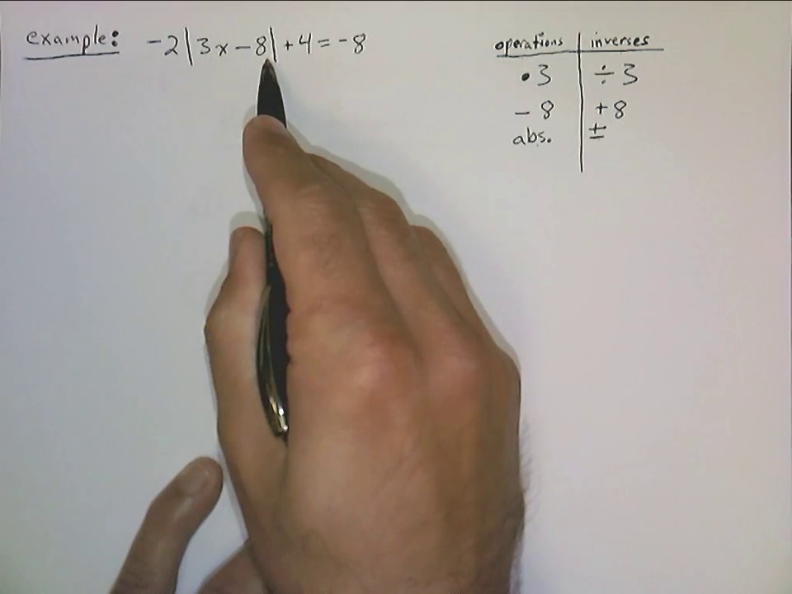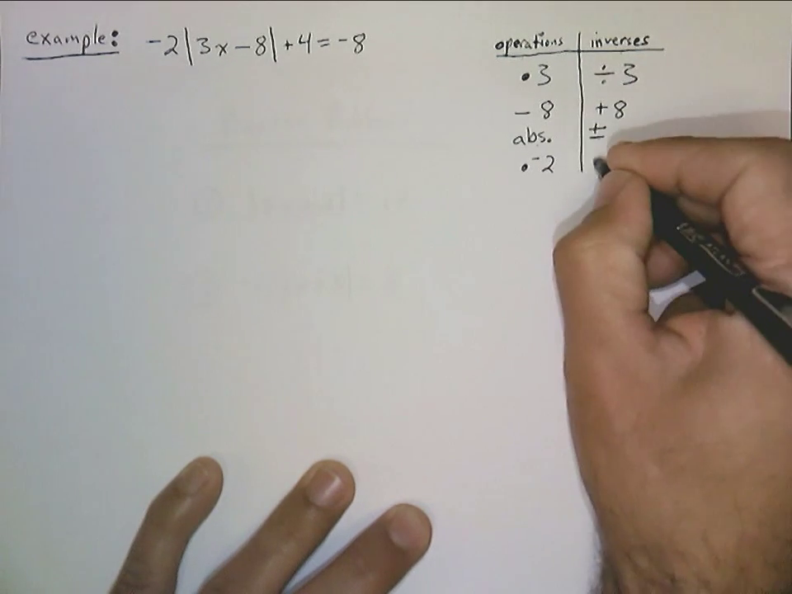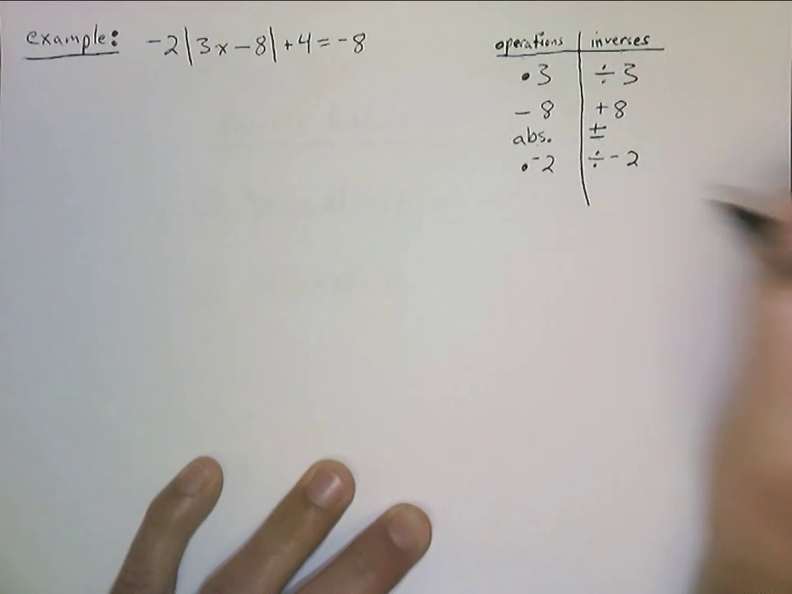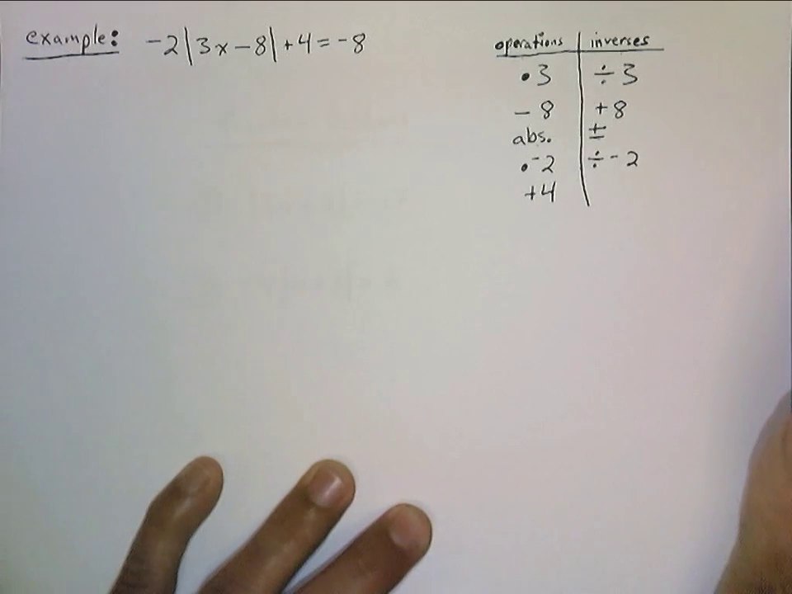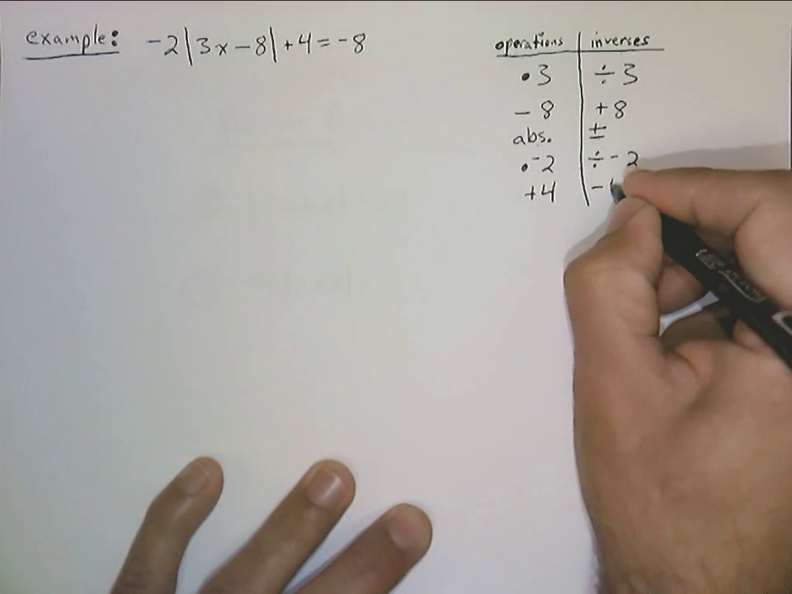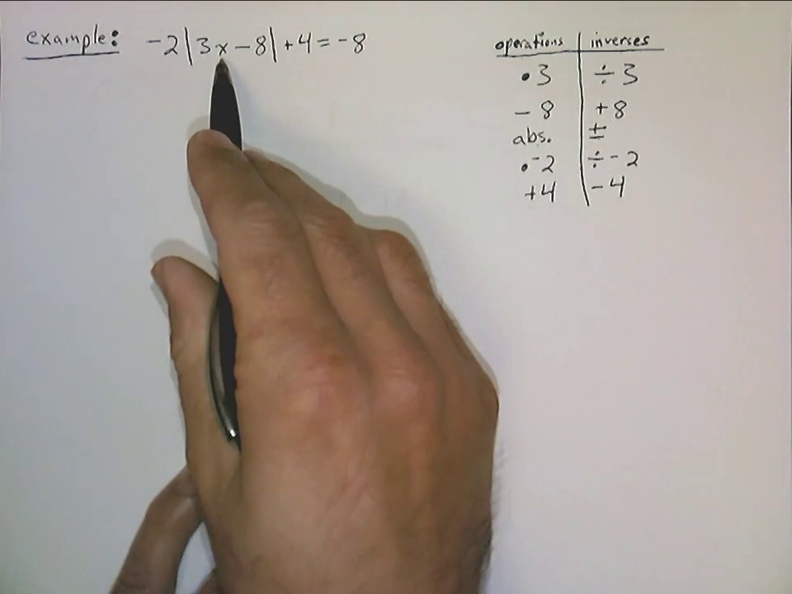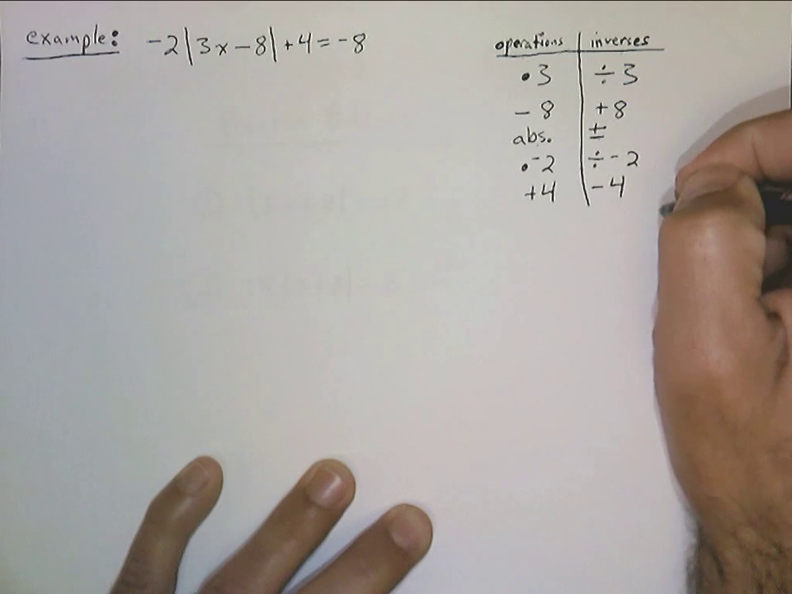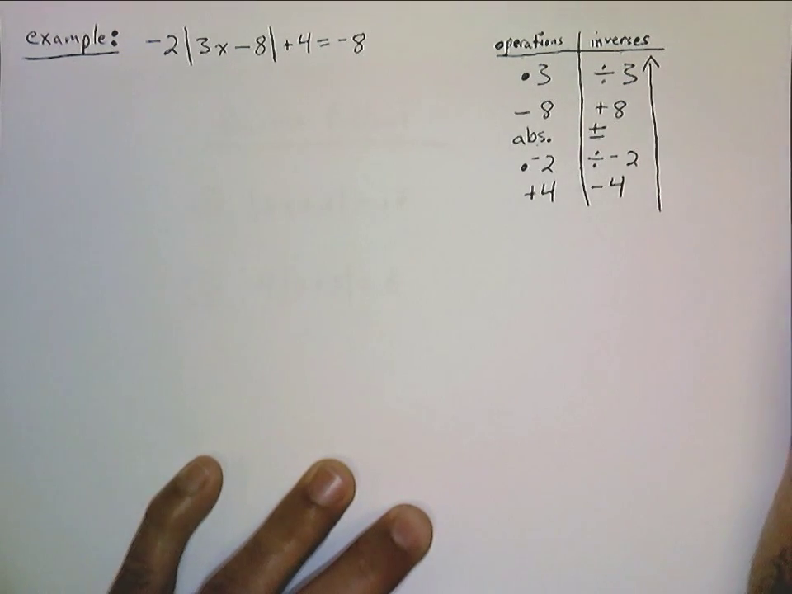Now after we take the absolute value, then we multiply by negative 2. Of course, we undo that by dividing by negative 2. And finally, we're adding 4. You undo that by subtracting 4. And so we're going to solve this equation, meaning undo what's being done to x, by applying these inverse operations to both sides of the equal sign in reverse order.